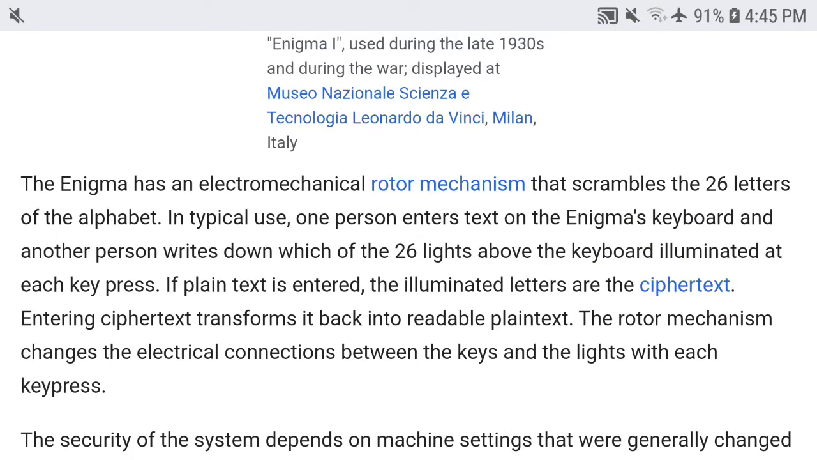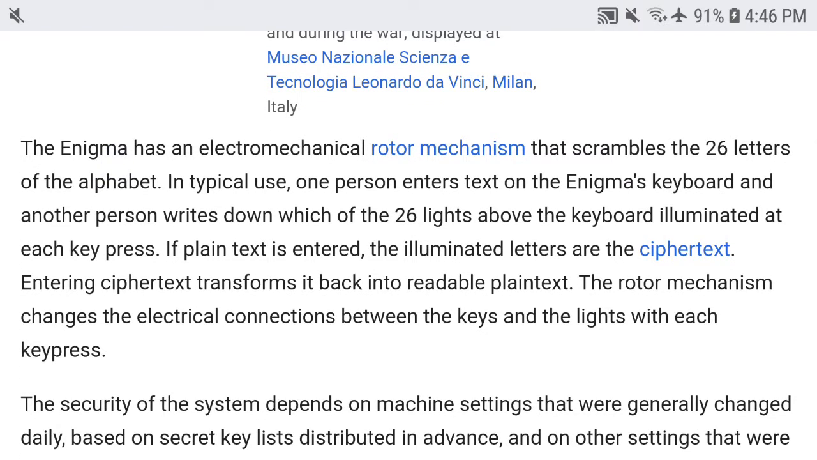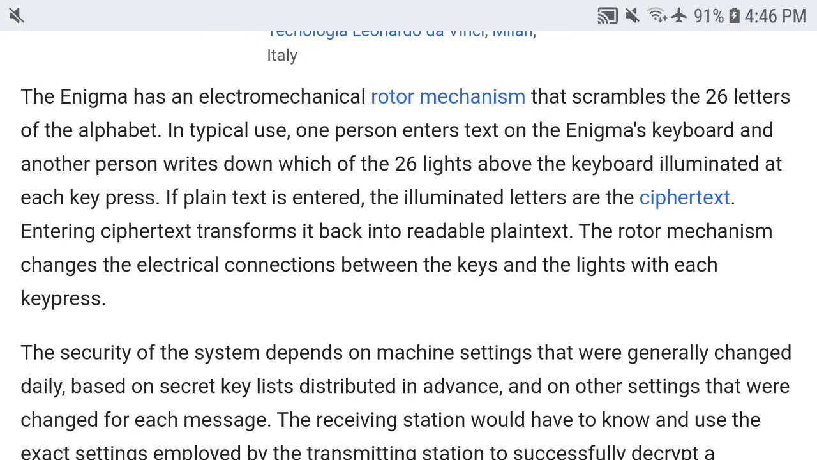The Enigma has an electromechanical rotor mechanism that scrambles the 26 letters of the alphabet. In typical use, one person enters text on Enigma's keyboard and another person writes down which of the 26 lights above the keyboard illuminated at each key press. If plain text is entered, the illuminated letters are the cipher text. Entering cipher text transforms it back into readable plain text. The rotor mechanism changes the electrical connections between the keys and the lights with each key press.